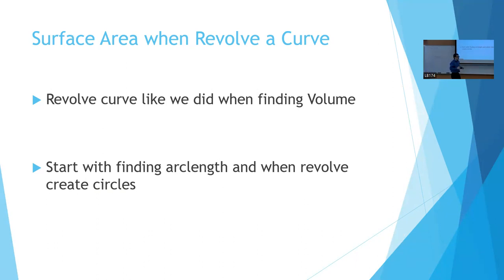So we found arc length. Arc length is a pretty straightforward formula: the square root of 1 plus f prime squared, integrated from a to b with respect to x. Or with respect to y, you just change the f of x to g of y.